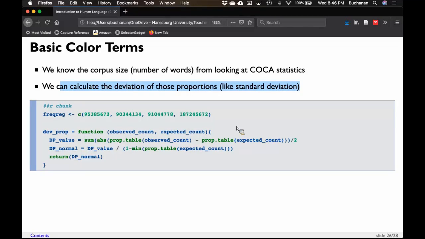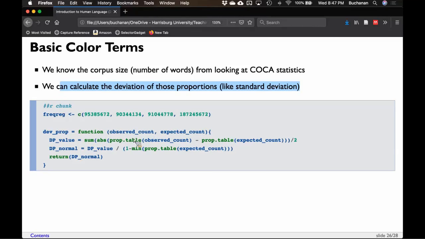Normally what we calculate is a standard deviation, right? You have the mean, you have all these different participants, and you can calculate the spread around the mean. Well, this is a proportion. How many times is black mentioned out of the total number of words in that data set? There's not a bunch of numbers here, so I can't just calculate a standard deviation on that. So we're going to use a deviation, a variance expected for a proportion.